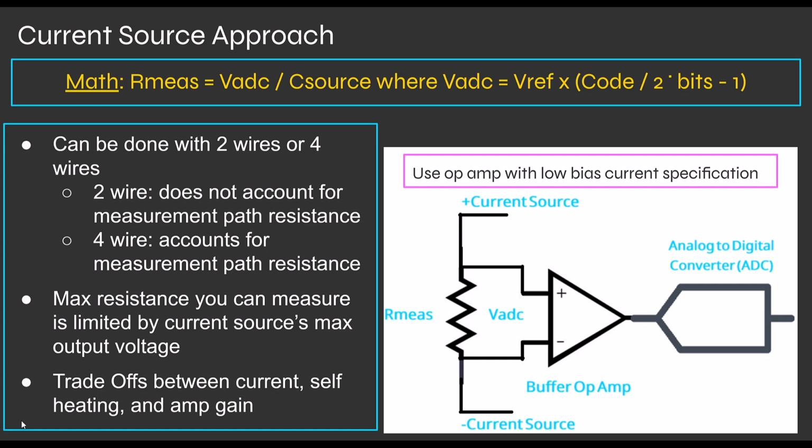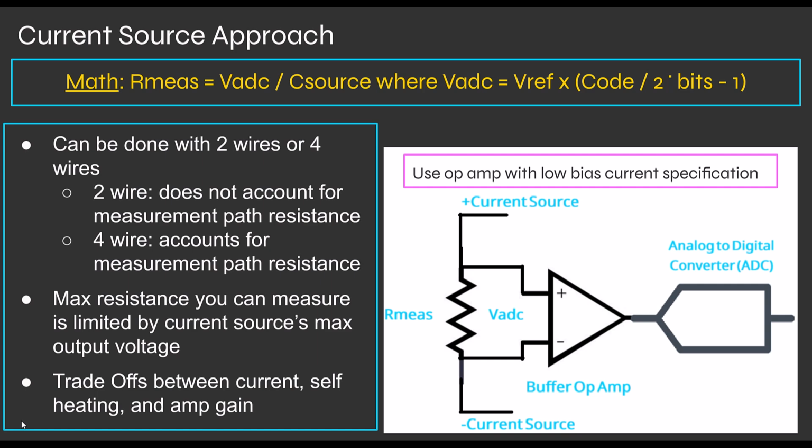And setting the right current source is important here because we want a current source that creates enough of a voltage drop to measure, but we don't want a current source that has so much current that it's going to start to heat up the unknown resistance, because when you heat up a material, its resistance changes, its resistance goes up. So we don't want our measurement method to change the value of the resistance we're trying to measure.